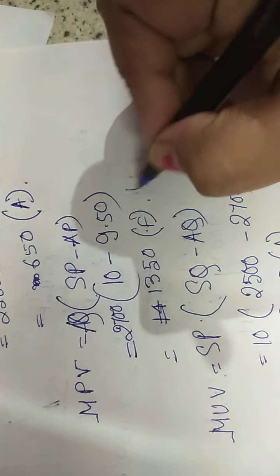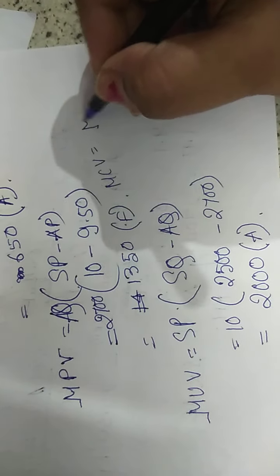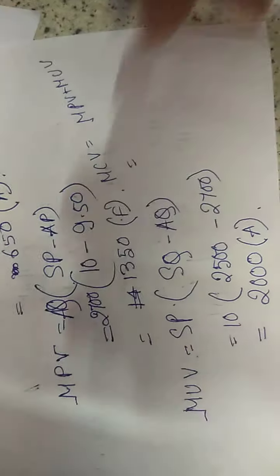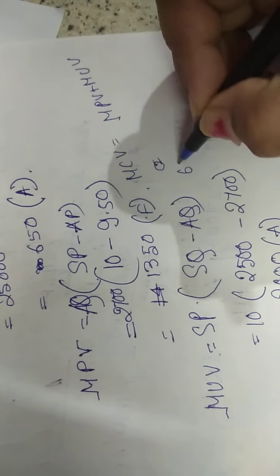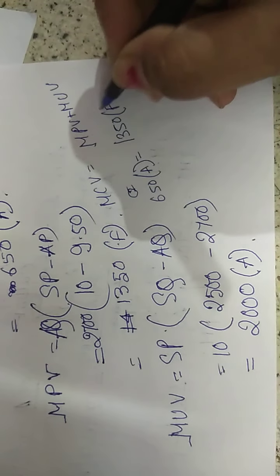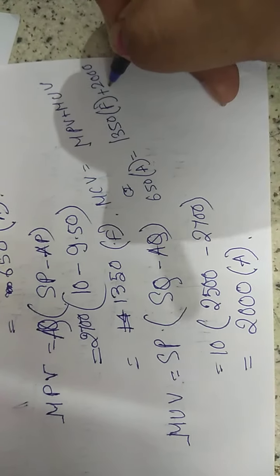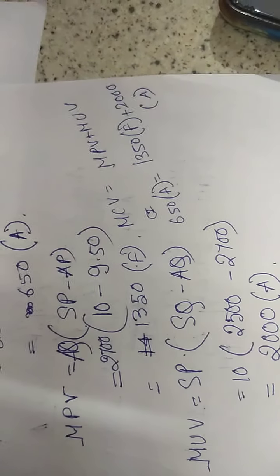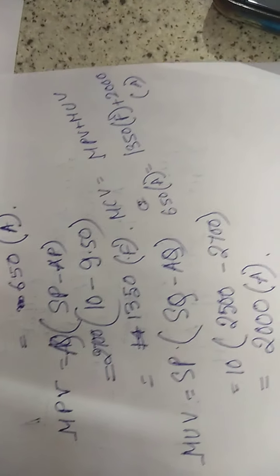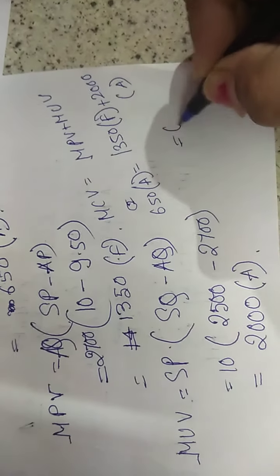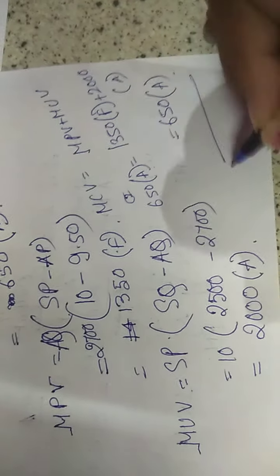Okay, so MCV is equal to MPV plus MUV. MCV is how much? 650 adverse, and this is coming to 1350 favorable plus 2000 adverse. So minus 2000 plus 1350, it's coming to minus 650 adverse. So the entire solution is correct. Okay, hopefully this much portion is clear.